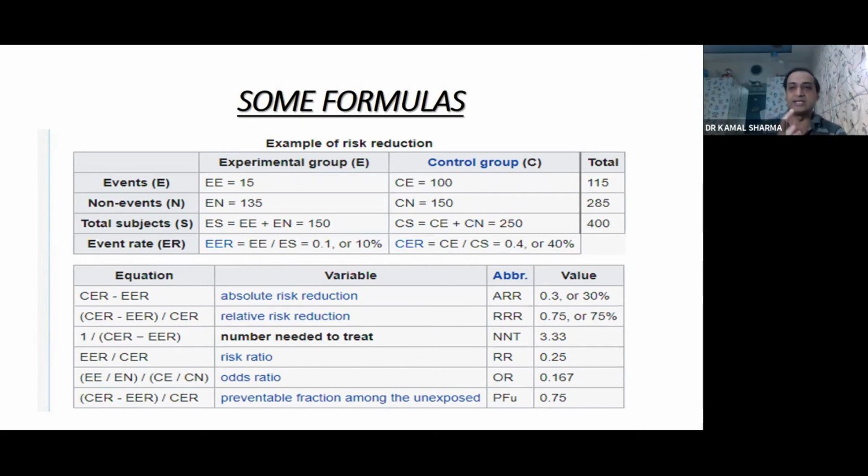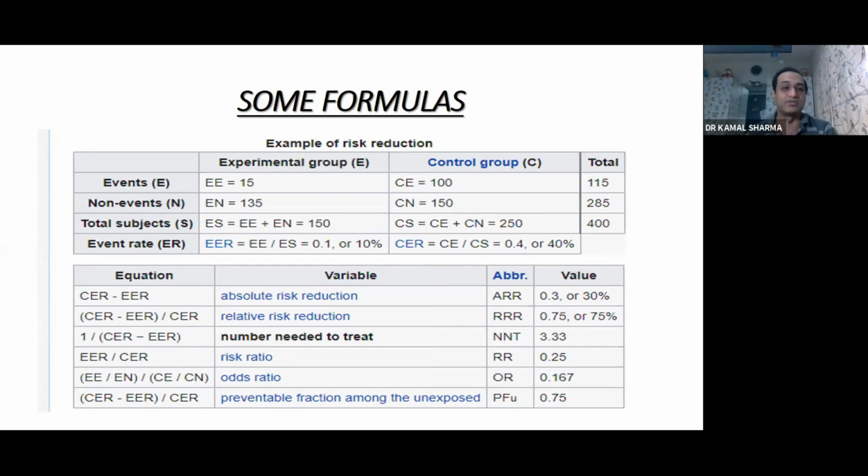Now, this is important to define, as to what you're looking at. So risk ratio and odds ratio are different things. Risk ratio is the ratio of EER upon CER. EER is the event rate in the experimental group, and CER is the control event rate. You divide the two, and that is the risk ratio. So here you have 0.25.